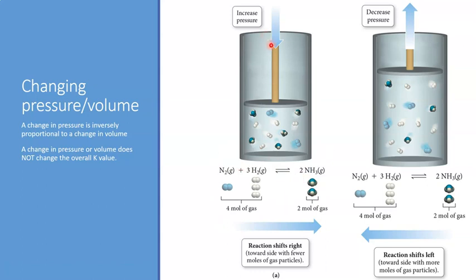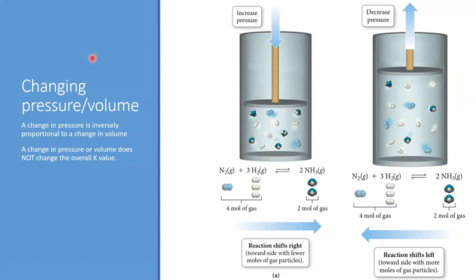In order to equilibrate the pressure, we need to have fewer collisions between the sides of the container and the gas particles, and so we have to have fewer gas particles. In this example, decreasing the pressure or increasing the volume causes the reaction to shift to the left toward the side with more moles of gas particles.